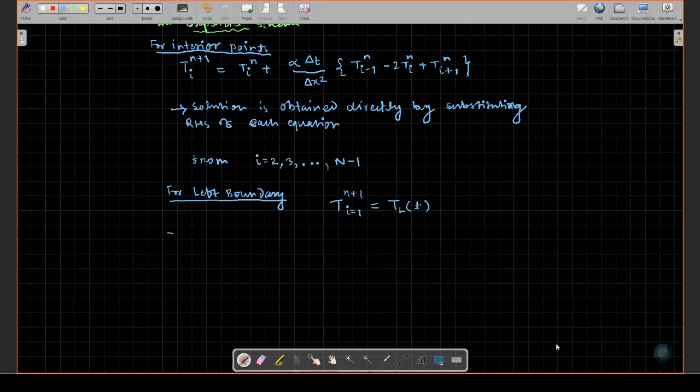Now for the right boundary condition, what was the condition? At the right boundary you have K del T del X at right, plus H into TR, H into TR, not a function, is equal to H T naught.